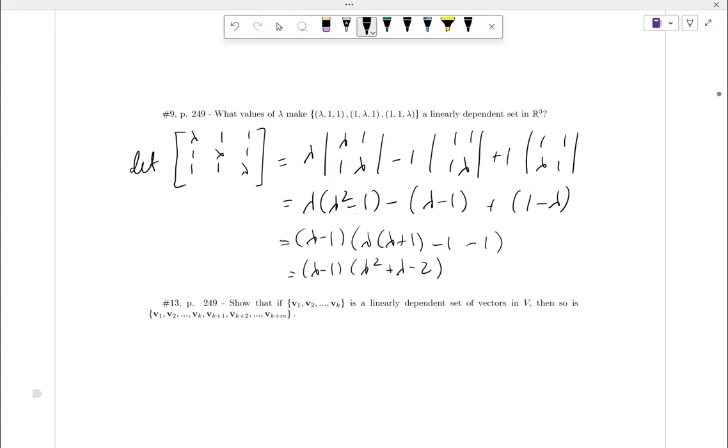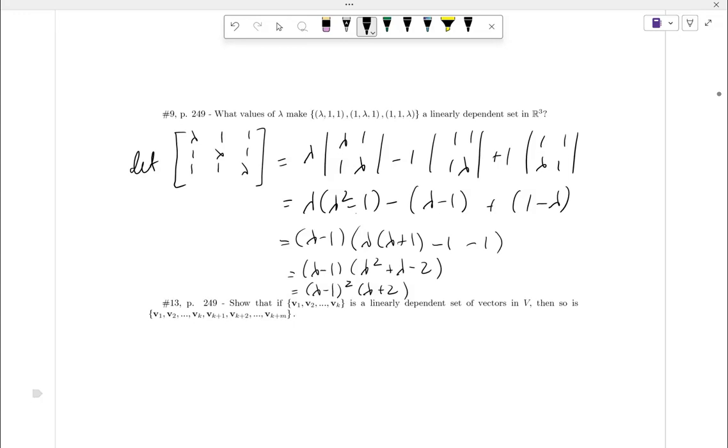So we got a lambda squared plus lambda minus 2 in that second factor. And that factors as lambda plus 2 and lambda minus 1. So we got a lambda minus 1 squared and a lambda plus 2. What makes that determinant going to be 0 then? What will make the determinant 0? 1 and negative 2, right?